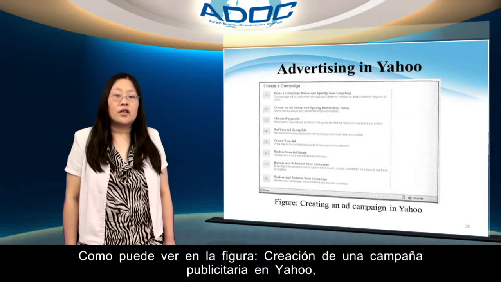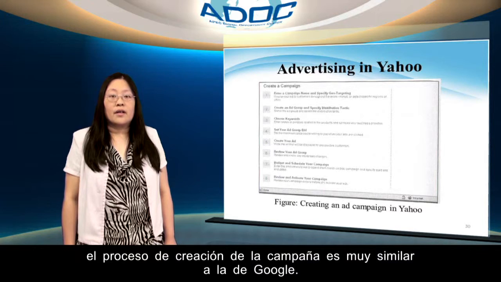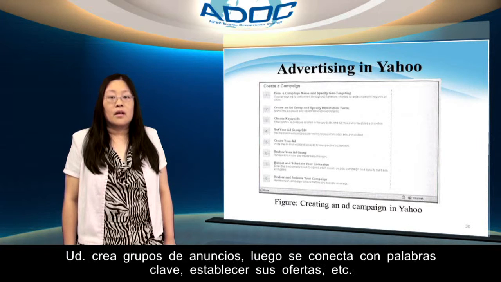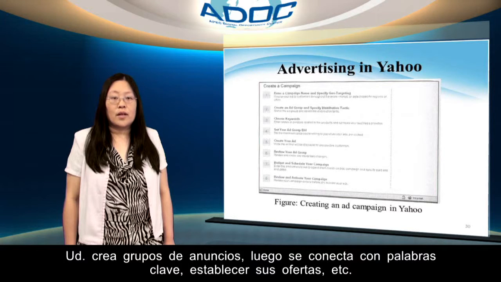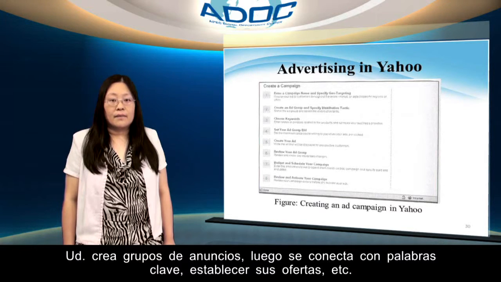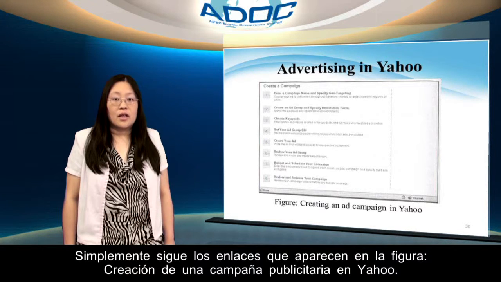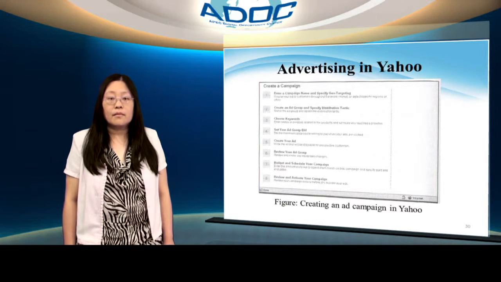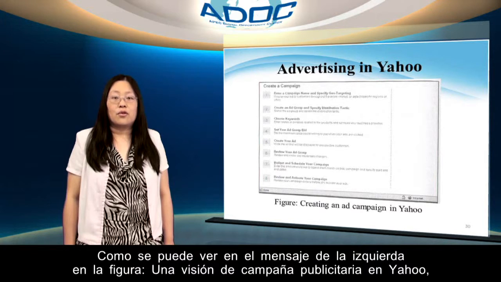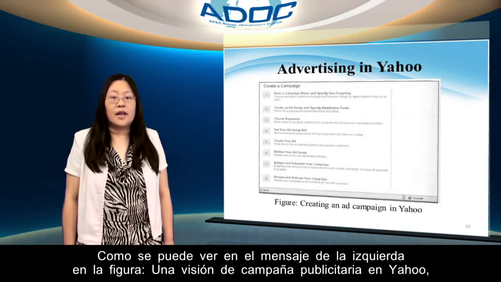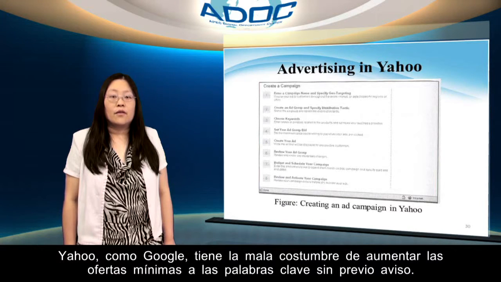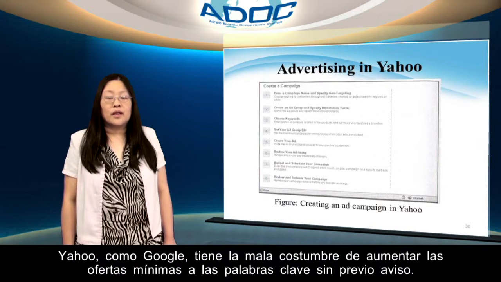As you can see in the figure, the campaign creation process is much the same as it is on Google. You create ad groups, connect them with keywords, set your bids, and so on. Just follow the links you see in the figure. As you can see in the message at left in the figure, Yahoo, like Google, has the unfortunate habit of increasing the minimum bids on your keywords without warning.